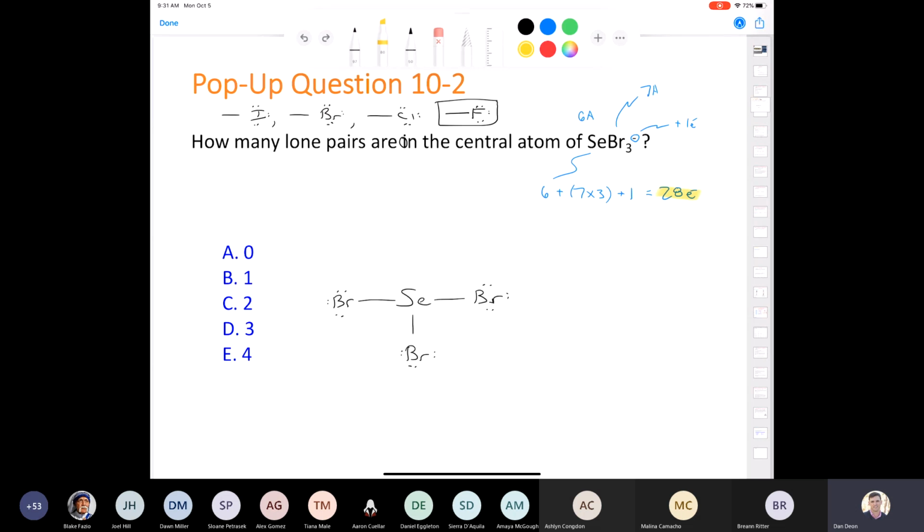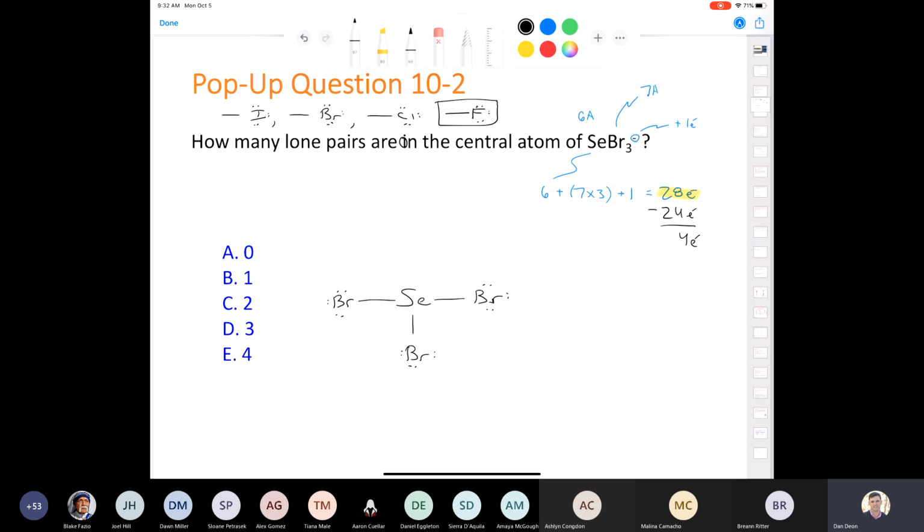If you're unsure of where the students got that number from, let's just run over it. Remember, a bond represents 2 electrons. So let's count it: 2, 4, 6, 8, 10, 12, 14, 16, 18, 20, 22, 24. So we've used up a total of 24 electrons so far in this Lewis structure. Now, if I take 28 and subtract 24 electrons, that means we've got 4 electrons left over.